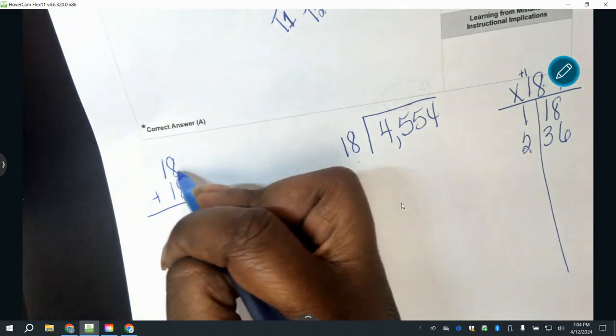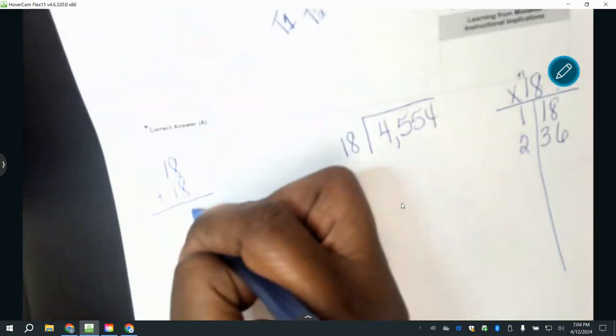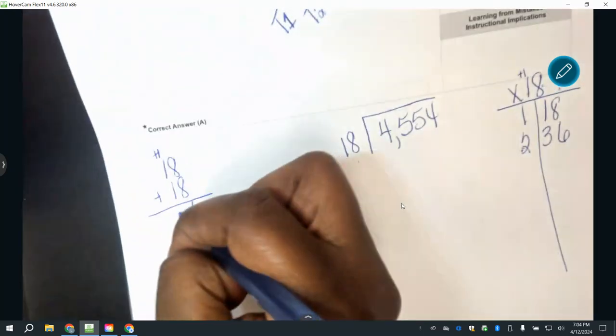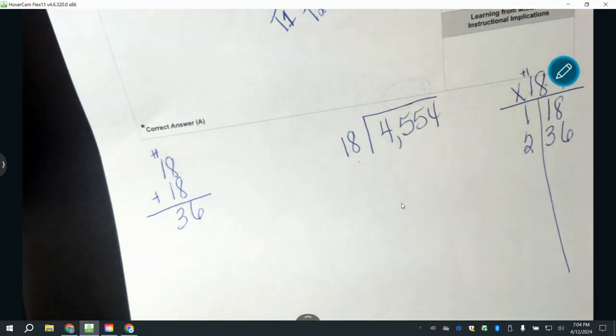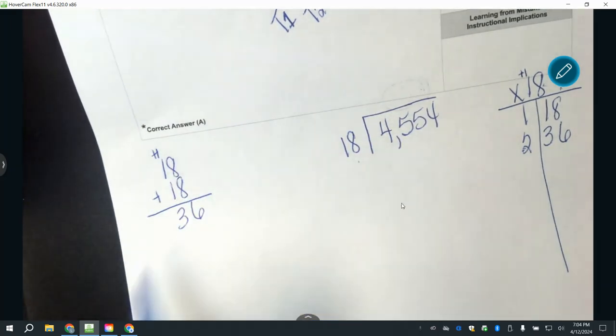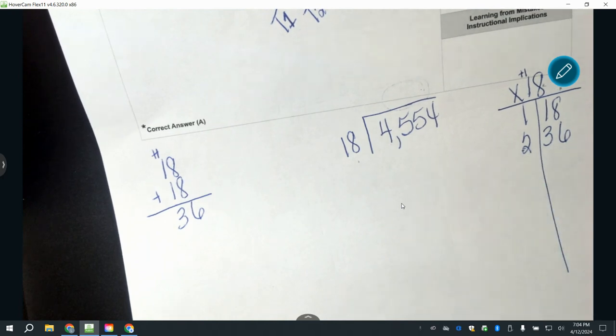So 8 plus 8 is 16. Put my 6, regroup my 1. 1 plus 1 plus 1 is 3. We got the same answer, right? So whichever one. How many 18s do you see? 2. 2 18s equals 36. If I have 2 18s, I put them together, 36. If I have 18 times 2, I'm going to get 36.